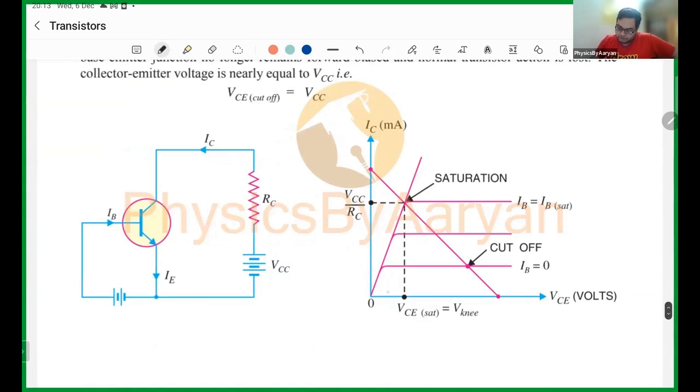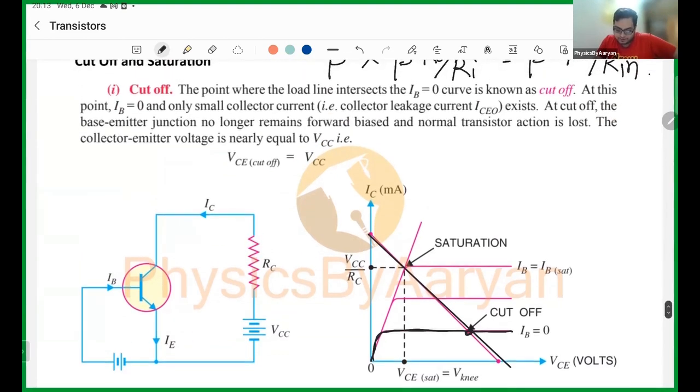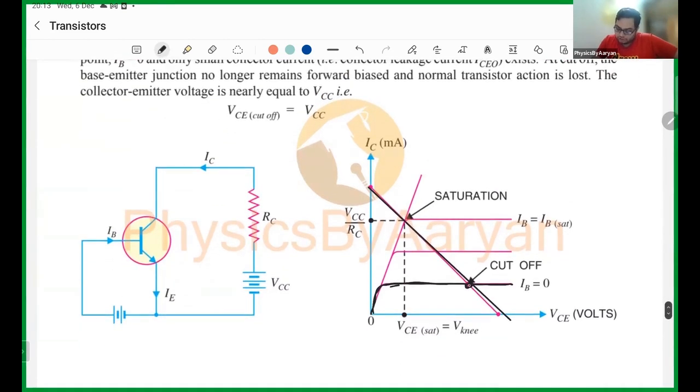So that is the point. This is your cutoff point. I already told you that the lowest line, the minimum graph, is your IB equals 0 line. Wherever your load line intersects the graph for IB equals 0, that point is known as cutoff. At the cutoff point, your IB will be 0, meaning your input gets closed.